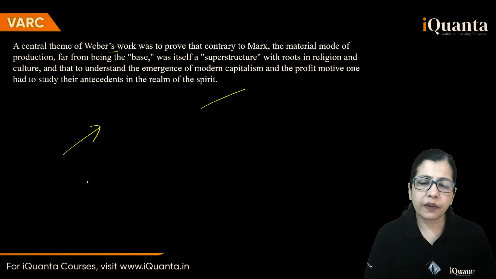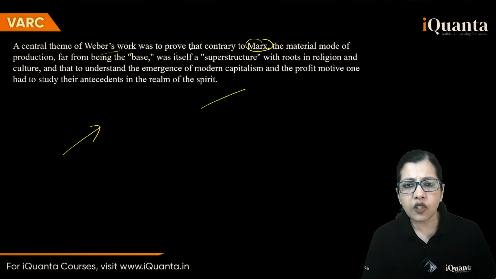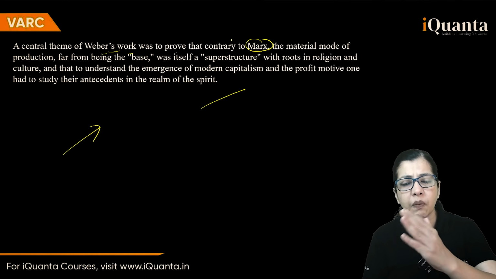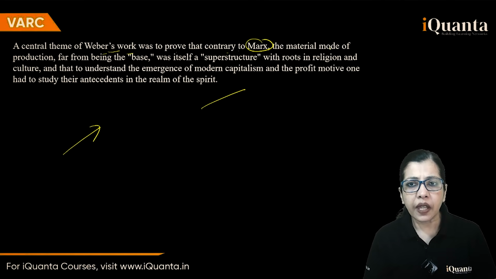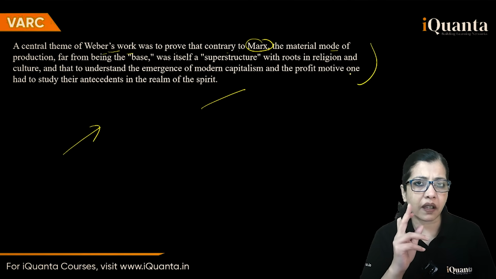And then the last bit. He finishes it on Weber. A central theme of Weber's work was to prove that contrary to Marx. Marx has come in here too. So the author is trying to prove here that Weber's work was different from Marx's work. The material mode of production far from being the base. Now I'm going to read this para carefully and understand it.